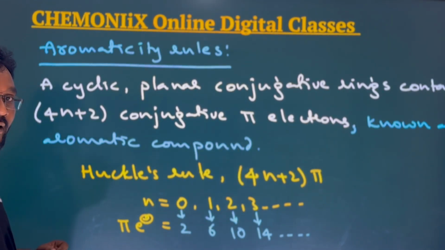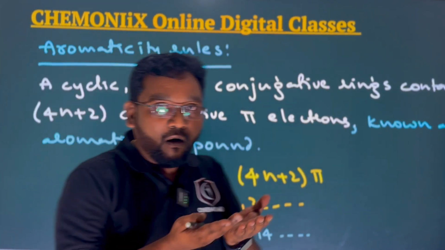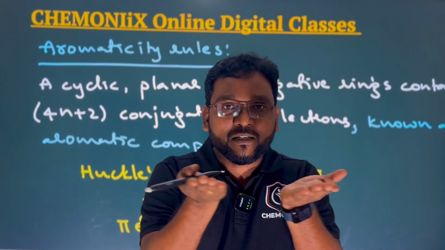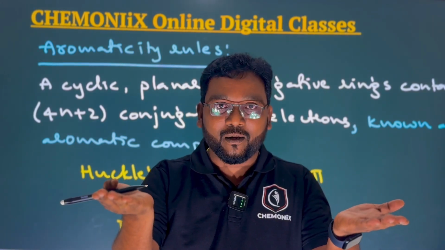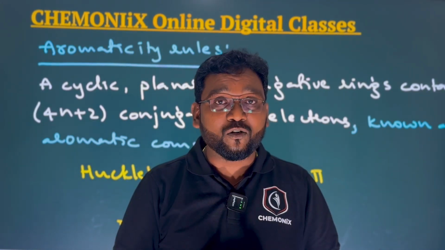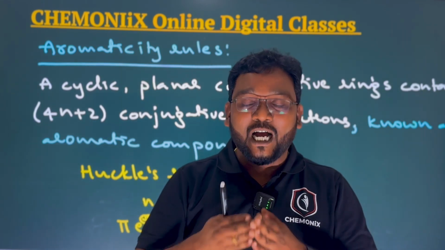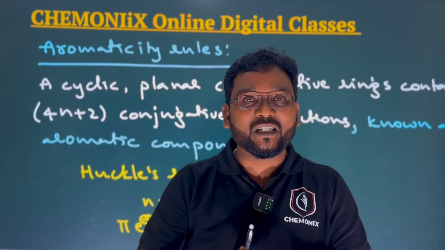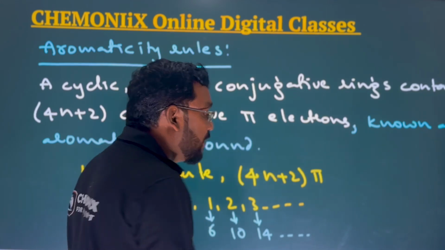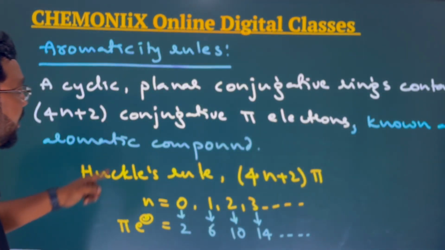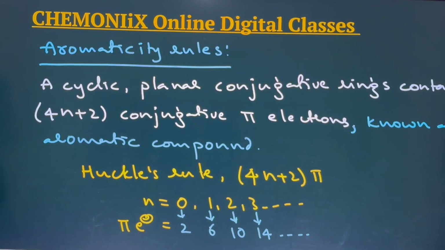And one more important thing: what is a conjugated ring? What does a planar ring mean? Very simple. If all the atoms of the cyclic ring lie in the same plane, that is called a planar ring. Then let us see what conjugation is. I will explain conjugation in detail, in the easiest way to understand. Please note these things down, guys.